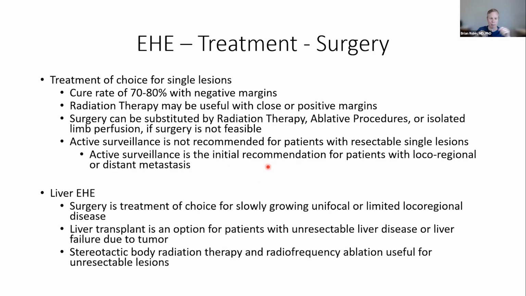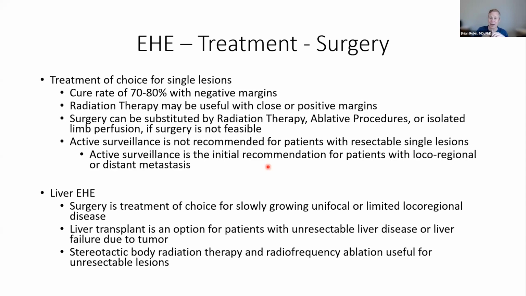Now, let's talk really briefly about liver EHE, which is the most common site. Surgery is the treatment of choice for slow-growing unifocal, that means single or limited local regional disease. And it's really important to have a good liver surgeon. Can't emphasize that enough, because some lesions are resectable, others are not. And the liver is an organ unto itself, and you really, really need a lot of expertise when you decide whether something can be taken out or not and leave you with a liver that's pretty functional.